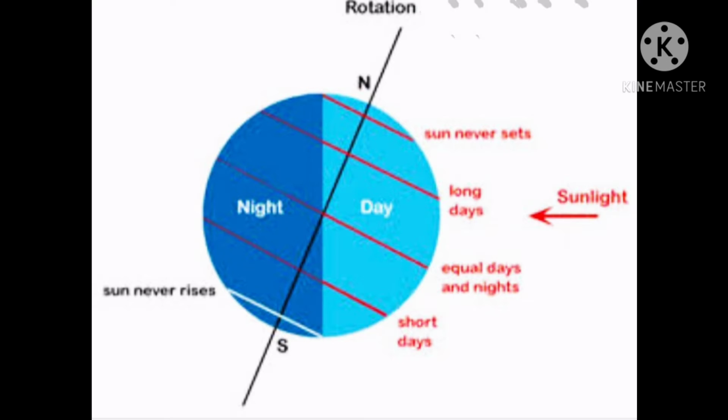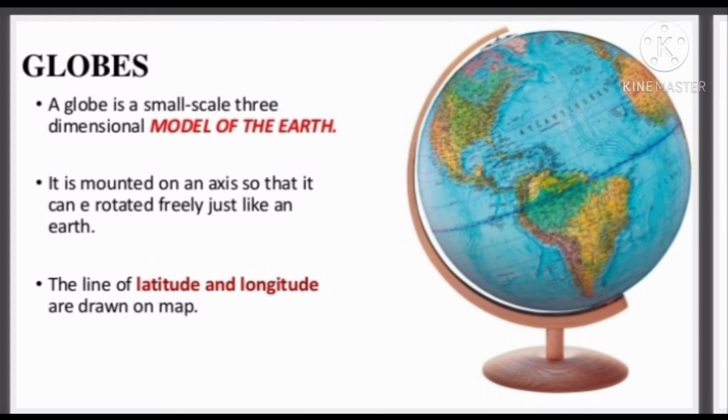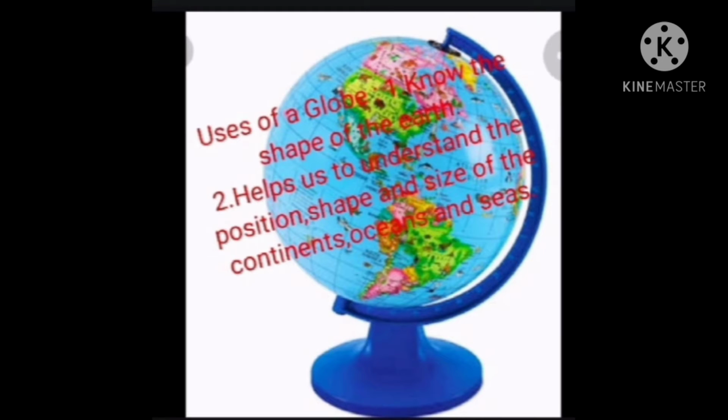Then the movements of the earth, that is rotation, which causes day and night, and another is the revolution. Revolution causes seasons, you know all these things, and also their effects. The effects mean the day and night caused by the rotation and the seasons caused by the revolution. A globe gives the general information about geographical features such as mountains, plateaus, plains, deserts, islands, rivers, etc. These were the uses of the globe.